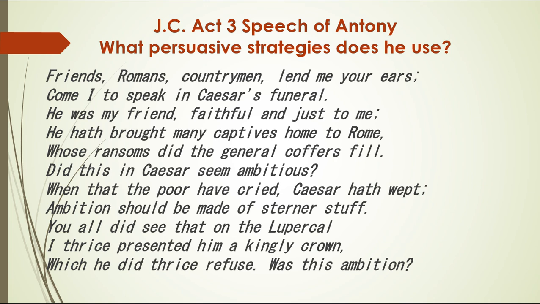Again, this is a recap of what we've been explaining through the excerpt. Friends, Romans, countrymen. Here, Antony is trying to establish his credibility with the people to show them that he is one of them, and this is an appeal to ethos. He was my friend, faithful and just to me. He's trying to show that his relationship with Caesar was one based on friendship. That is trying to arouse emotions, so it appeals to pathos.